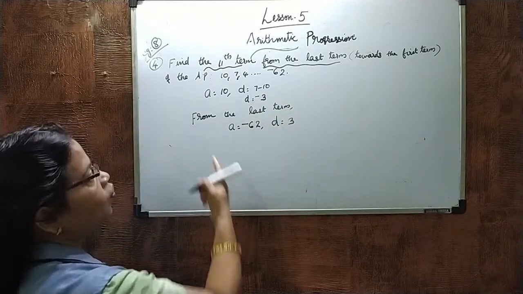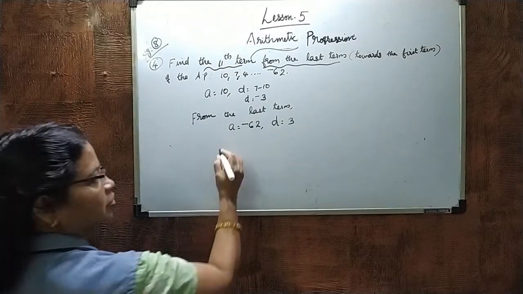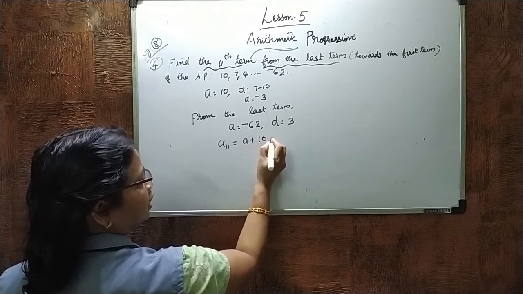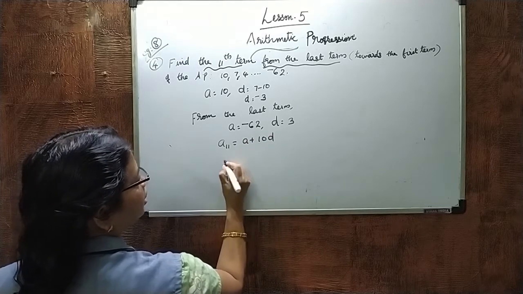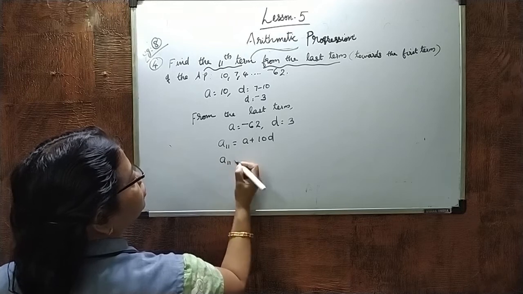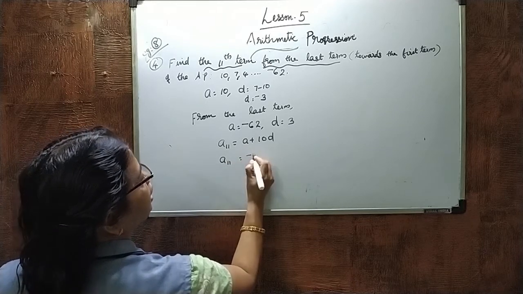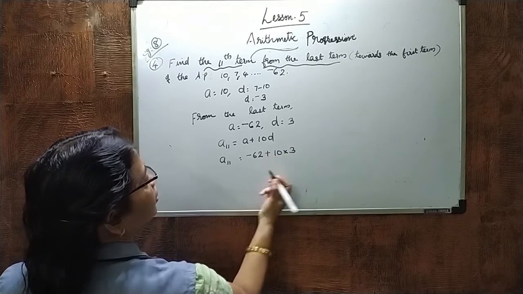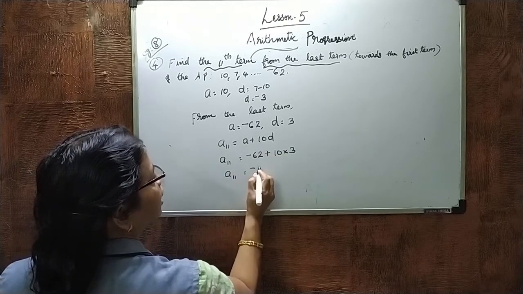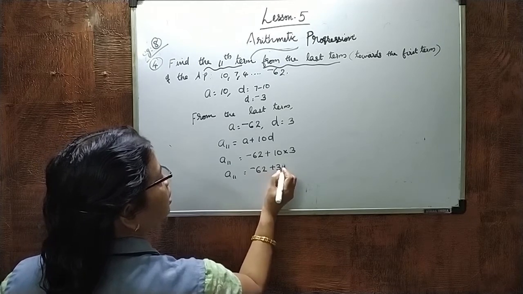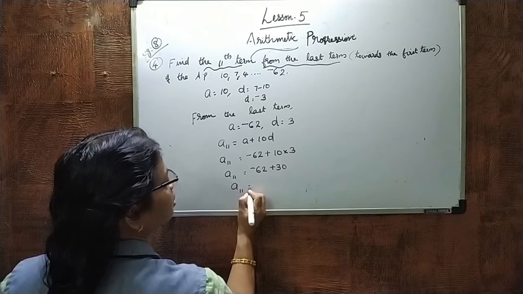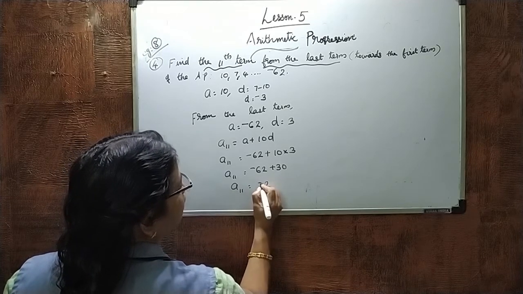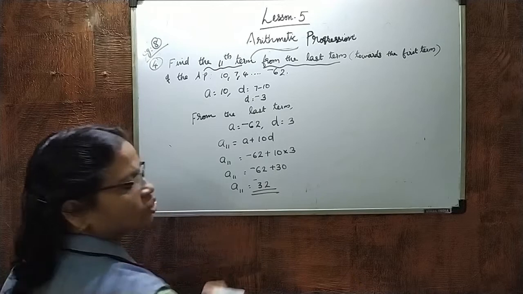What you have to find out? You have to find out the 11th term. That means A11 equals A plus 10D. Now, A is negative 62 plus 10 into D, which is 3. A11 equals negative 62 plus 30. Then subtraction you have to do. So, negative 32 you will get as the answer.